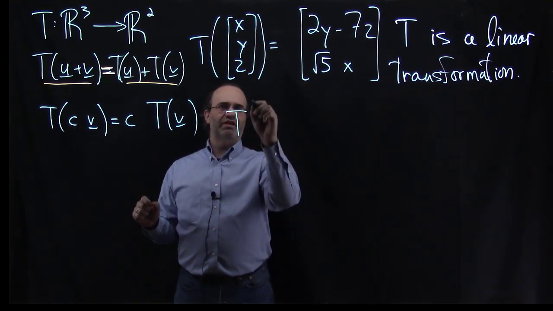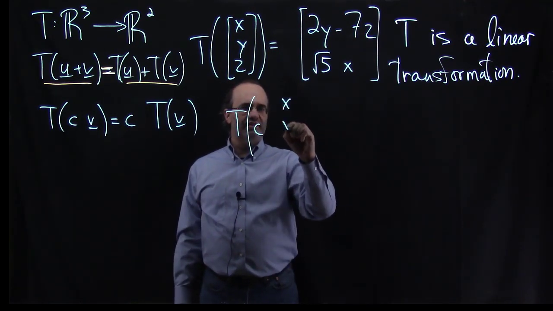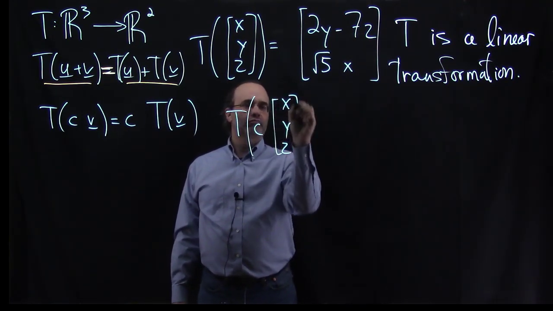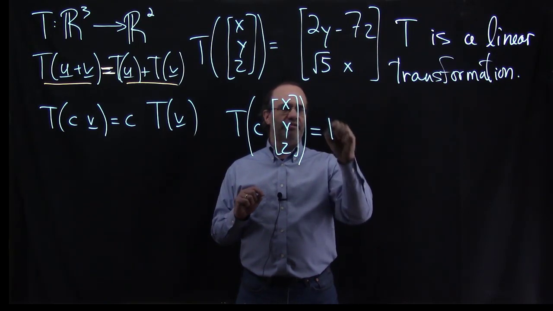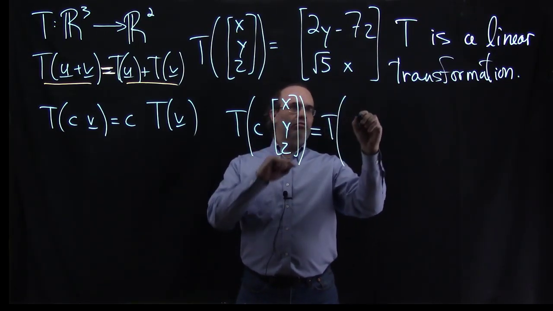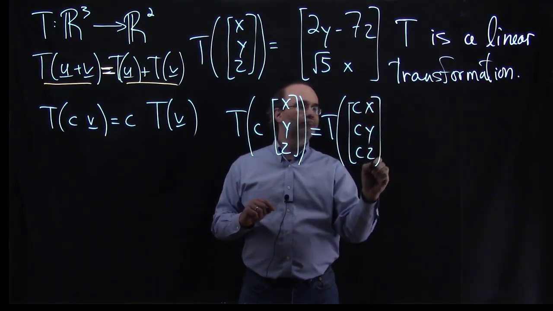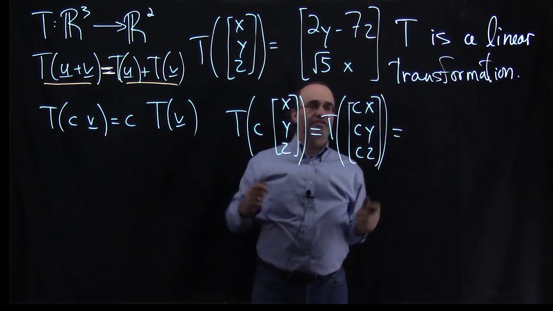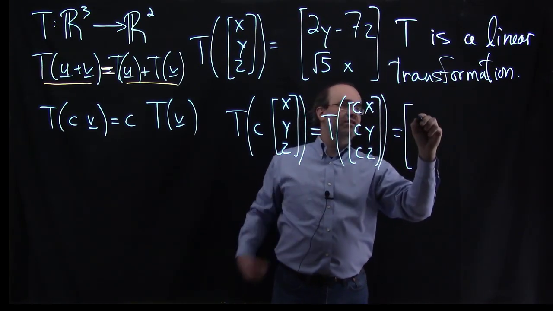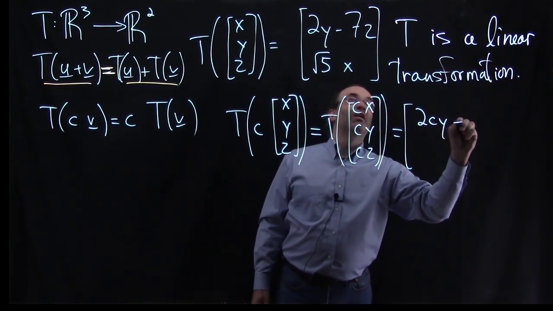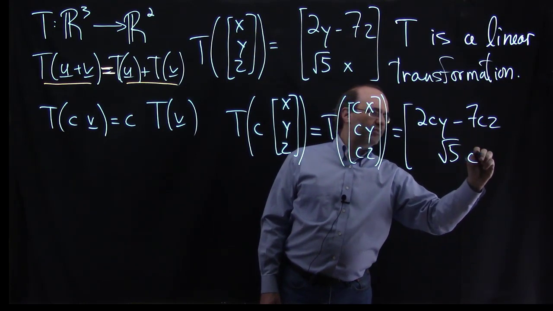I need to see what happens when I apply T to c times some vector v in R3, so I will write v as x, y, z. Here I first need to do scalar multiplication before I can apply T, so I'll get the vector cx, cy, cz. Then I apply T, which is given by this formula, and all I need to do is replace x, y, and z by these. So I put the c in there: 2cy minus 7cz, and then square root of 5 times cx.